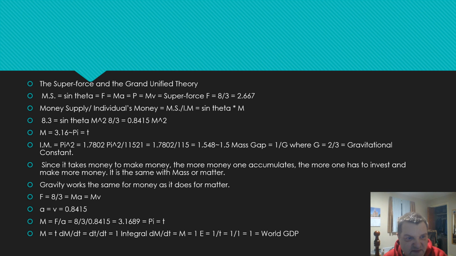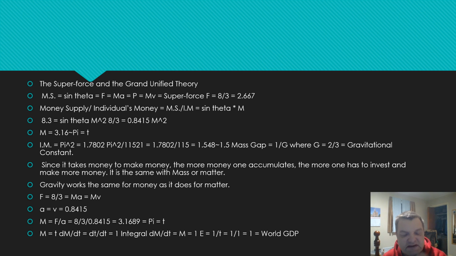We have the individual's money, Im, is equal to pi to the power 2, pi squared, which is equal to 1.7802 times pi to the power 2 divided by 1.15, which is equal to 1.7802 divided by 1.15, which is equal to 1.548, approximately equal to the mass gap, 1.5, where the mass gap is equal to 1 over g, where g is equal to 2/3, gravitational constant.